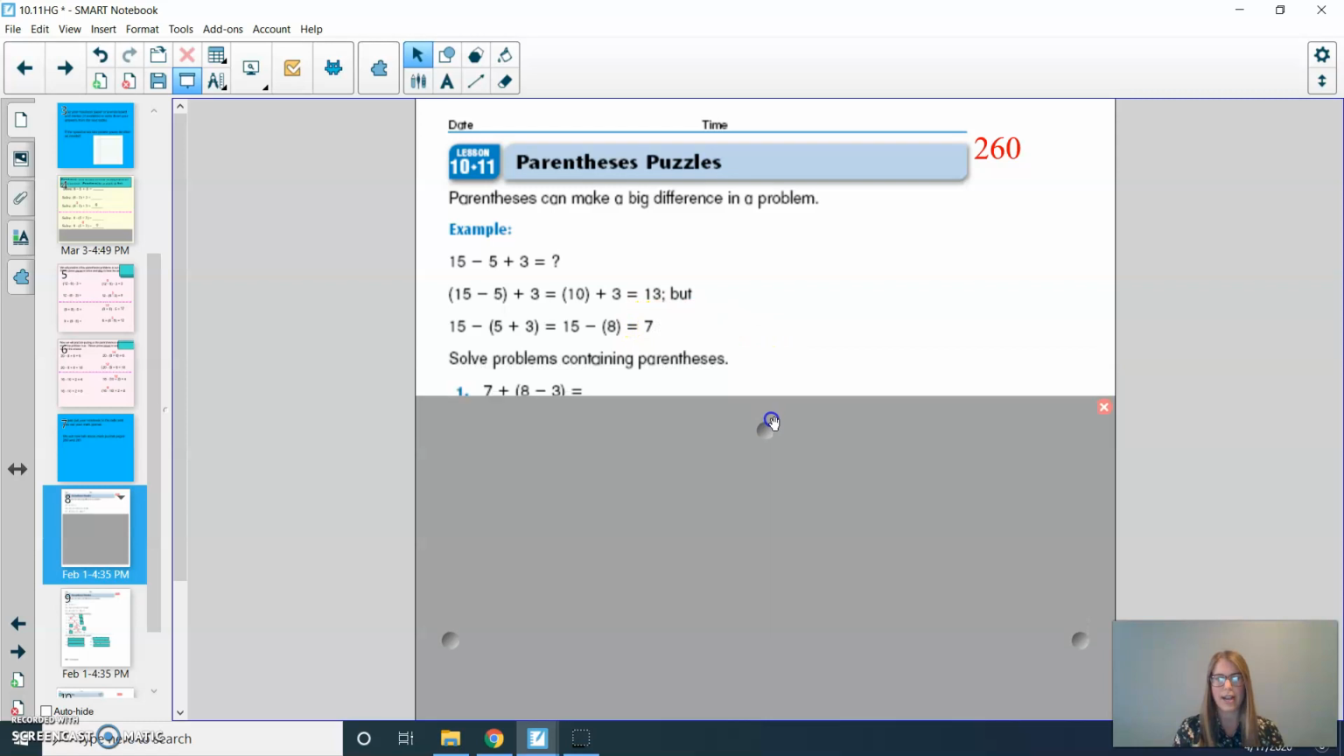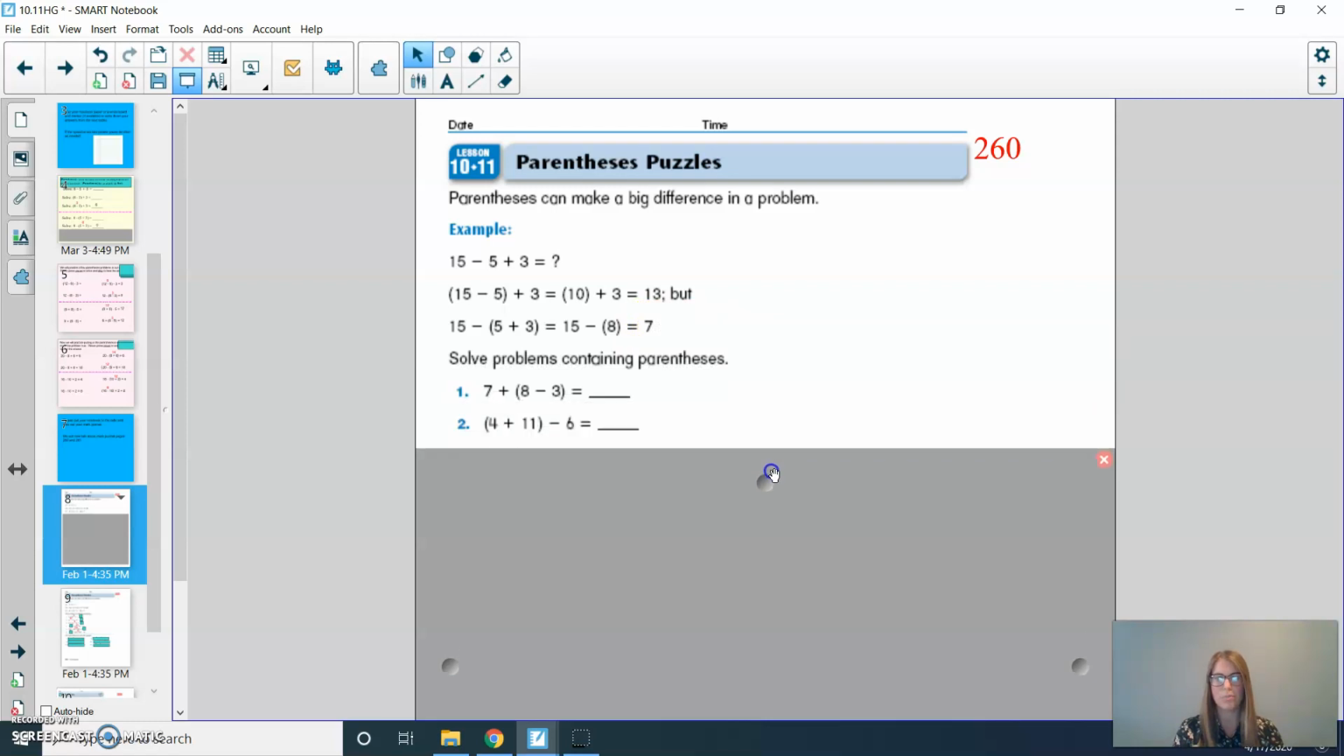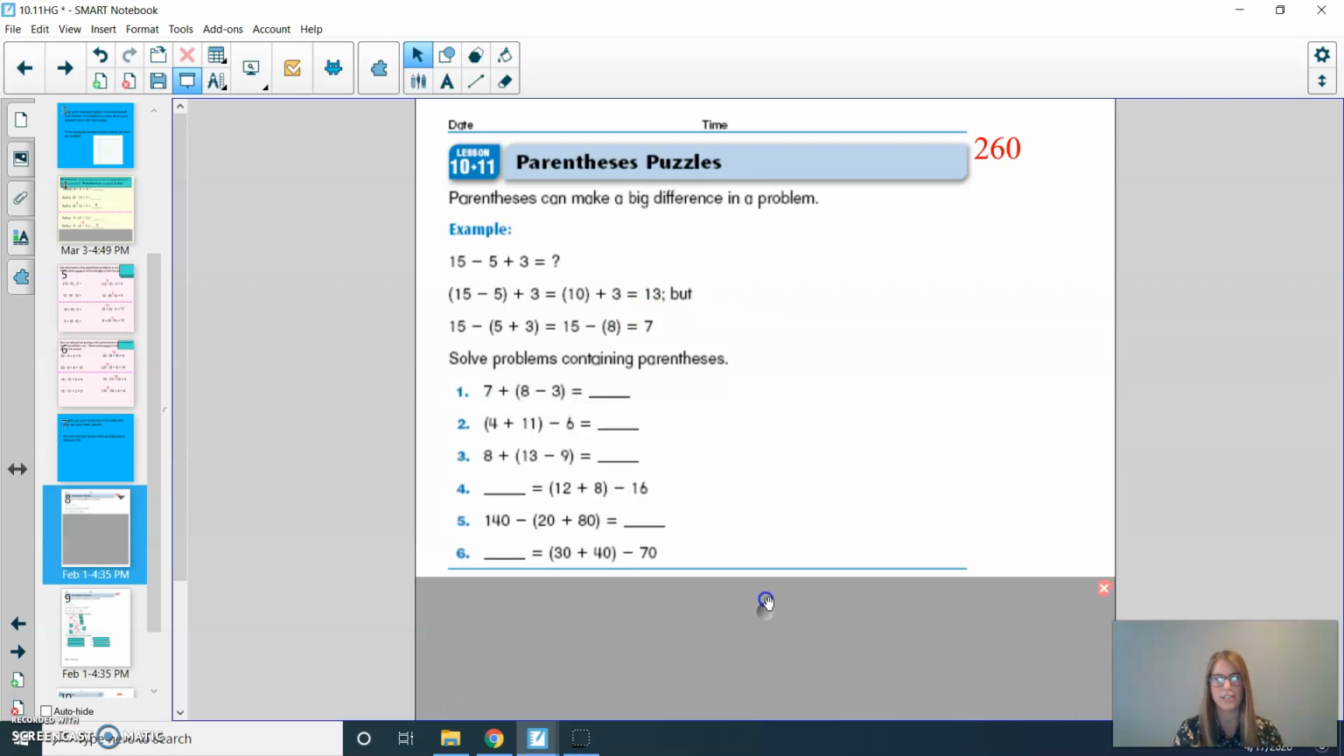So let's try solving some problems with parentheses. If you look at this first set of 6 problems, could you maybe write the answer, like if I solved 8 minus 3, write what that equals right above that, and then do 7 plus whatever you have here to get your answer. Can you try solving these? And then press play when you're ready to hear the answer. Press pause now.